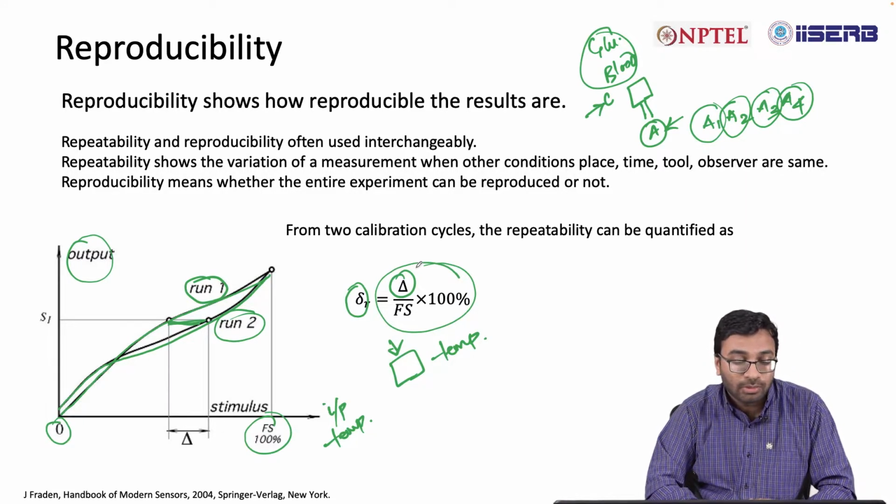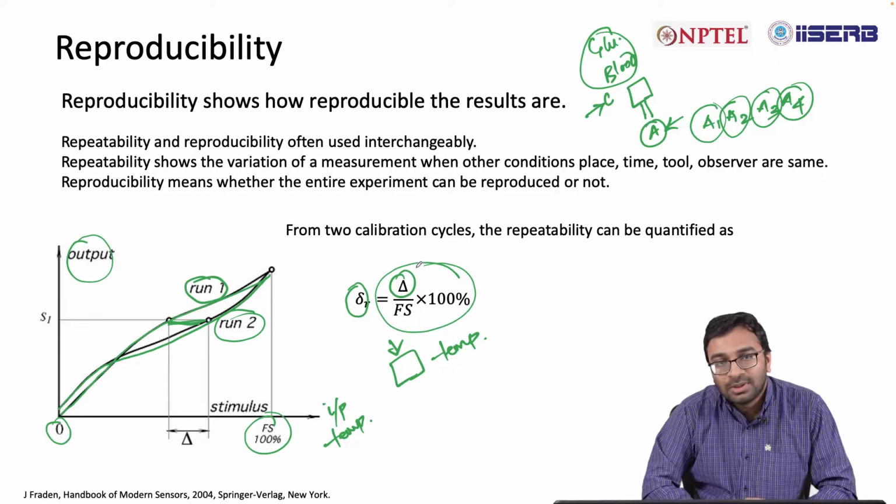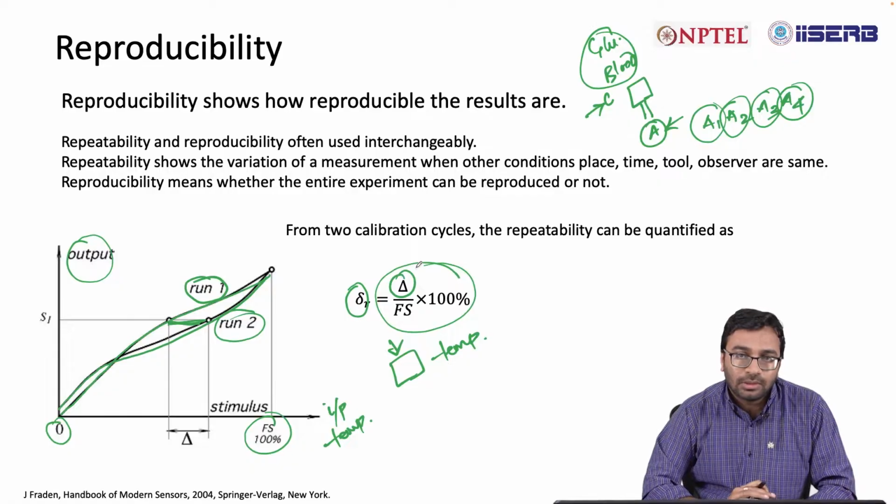However, in case of reproducibility, this is no longer the same sensor. So run 1 and run 2 is not applicable. Run 1 and run 2 is not applicable if it is a disposable sensor, right? So in that case, you have to see the reproducibility.